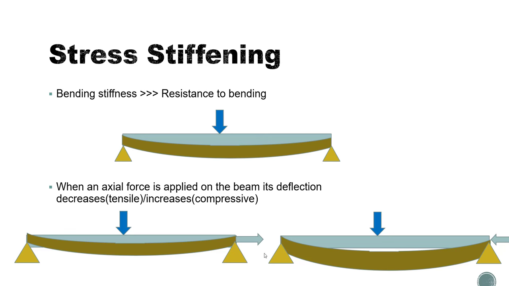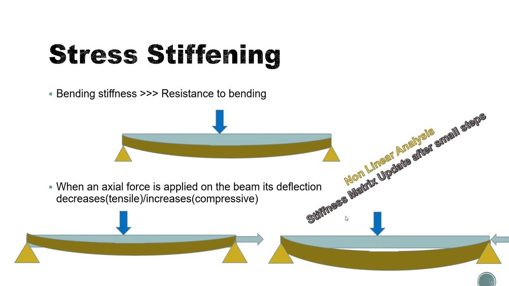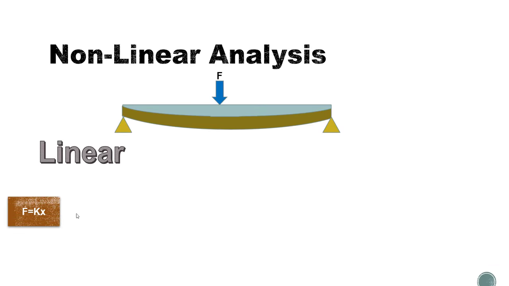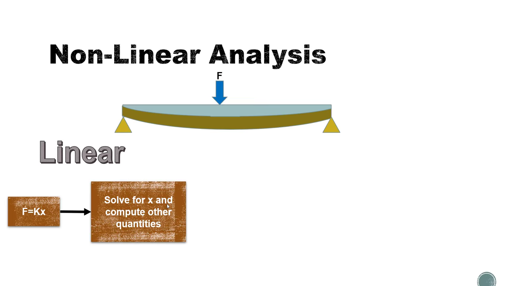So this effect of decreasing the deformation when we apply the tensile force is referred to as a stress stiffening effect. This stress stiffening actually requires a nonlinear analysis if the deflection effects are very large. When we talk about linear analysis, we look into this F equal to kx, and ANSYS will solve this problem in a single step and will compute the deflections and stresses and strains.